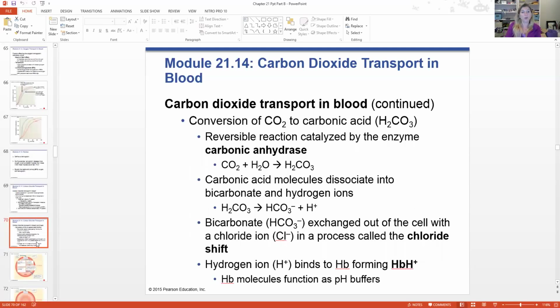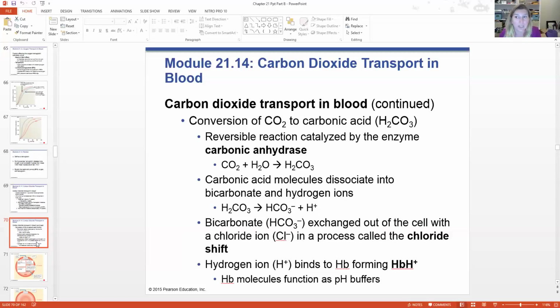So converting carbon dioxide into carbonic acid, H2CO3, uses an enzyme called carbonic anhydrase. Carbonic anhydrase is present in all of our red blood cells. It's present in a lot of cells, and it's all over our body. The reaction is very simple. It mixes carbon dioxide and water and gives us carbonic acid, right? H2O plus CO2 can give us H2CO3.